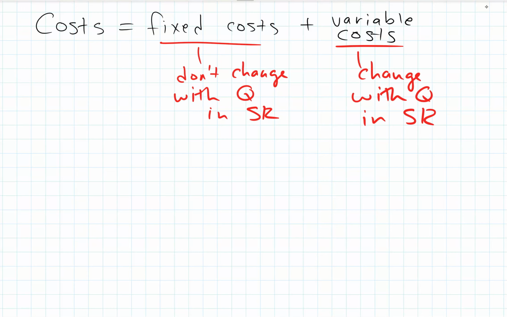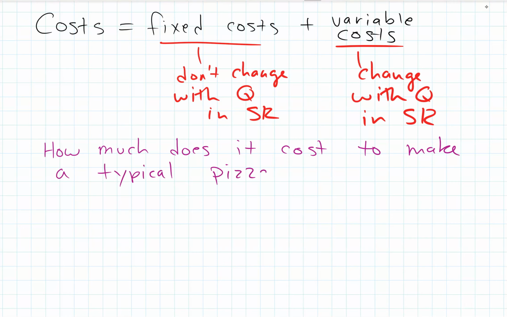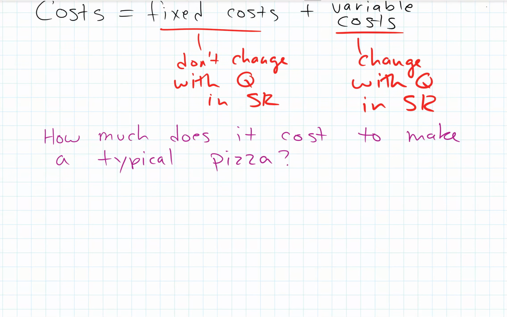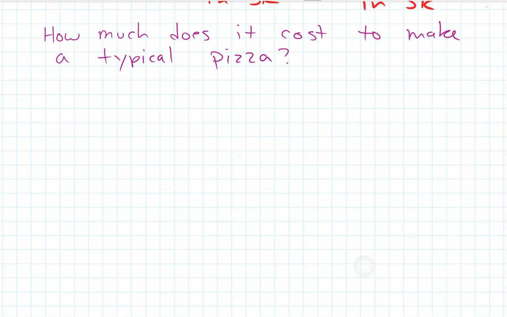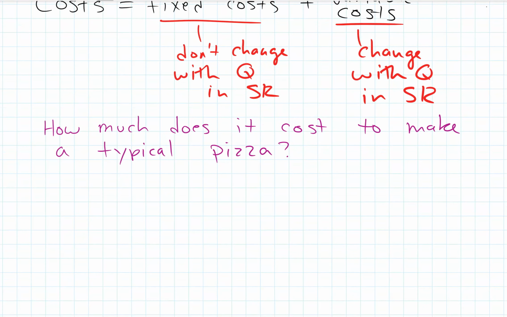Okay, so there are two questions we want to ask ourselves, and we have to define a concept for each of them. The first question is, how much does it cost to make a typical pizza? We're going to use pizza as an example, with different numbers than we did before, but the same idea. This is just going to be an average, the typical pizza.